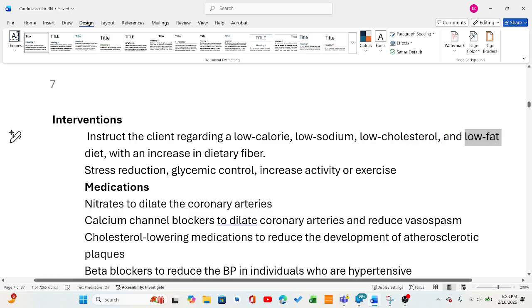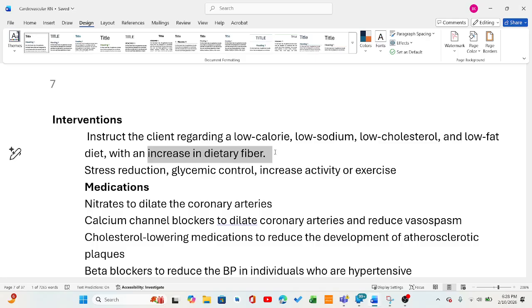Now, these are things that you need to know. And again, you do not want to put too much stress on the heart. So you also want to give them fiber so that it will prevent constipation and they won't be straining when they want to poop.